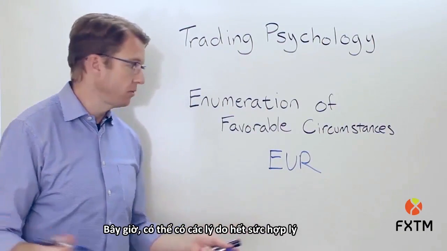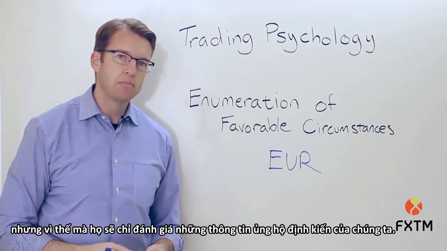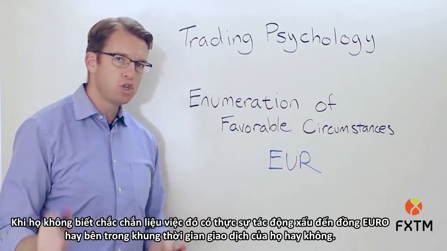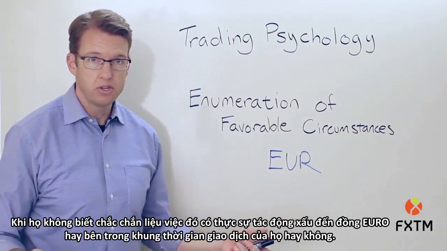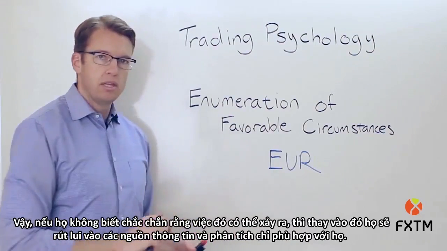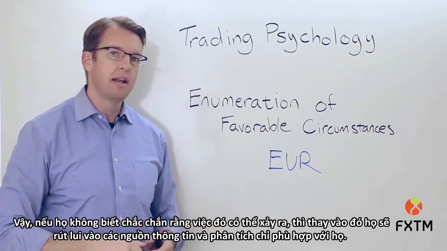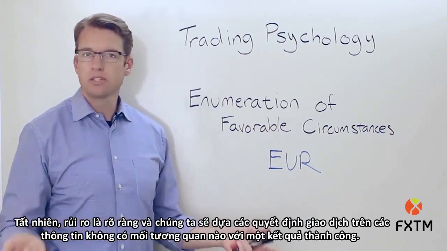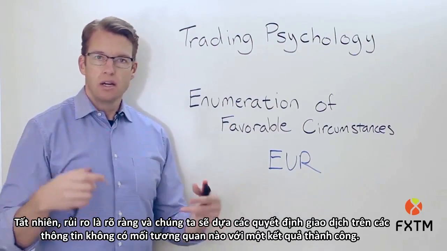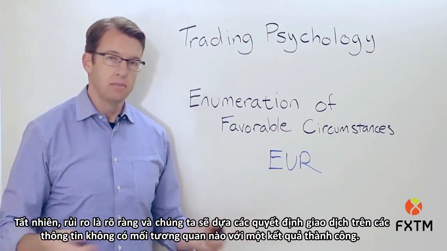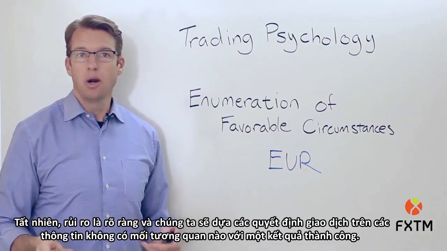Now, they may be perfectly valid reasons, but they will therefore only evaluate information that backs up their preconception when they don't know for sure whether that is in fact going to hurt the euro within the time frame of their trade. So if they don't know for sure that it's going to do that, they will instead retreat into sources of information and analysis that only agrees with them. The risk, of course, is obvious, and that is that we'll base trading decisions on information that has no correlation with a successful outcome. It may be more random, or we may persist, if you've ever heard the expression, as a perma-bear or a perma-bull.